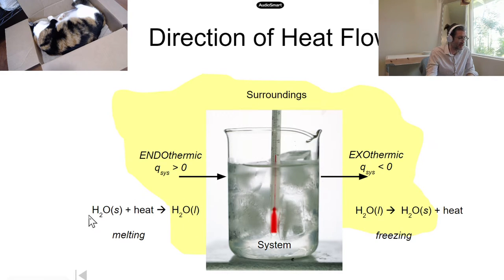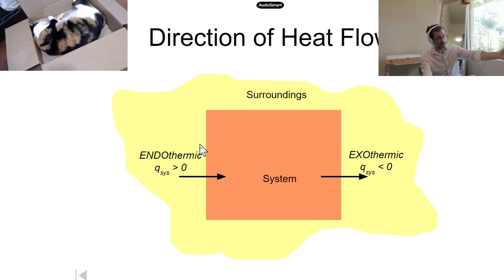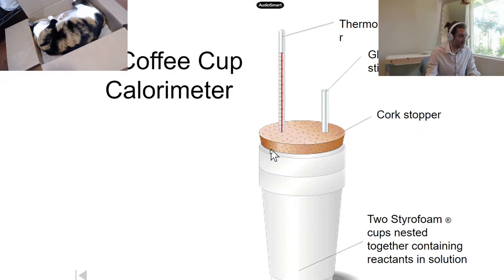So for example, when we melt solid water, we add heat and it turns into liquid water. And that would be endothermic. Exothermic, we have to pull heat out, and heat is released into the surroundings from the system, and that would be freezing. And it doesn't have to be, of course, a beaker full of ice water or whatever. It can be anything. It can be this orangish, reddish, pinkish box labeled system. There's our system. If it's endothermic, heat flows into the system. If it's exothermic, heat flows out of the system.